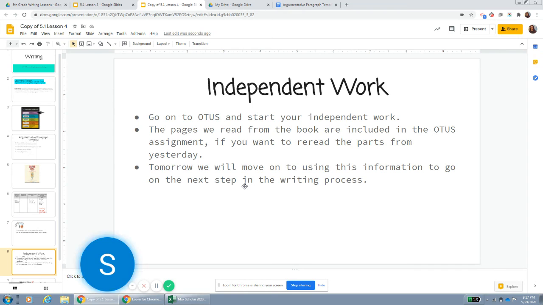Okay, so for independent work, you're going to go on Otis and start your independent work. The pages we read from the book are included in the Otis assignment if you want to reread the parts from yesterday. Tomorrow, we will move on to using this information to go on to the next step in the writing process, which is drafting.